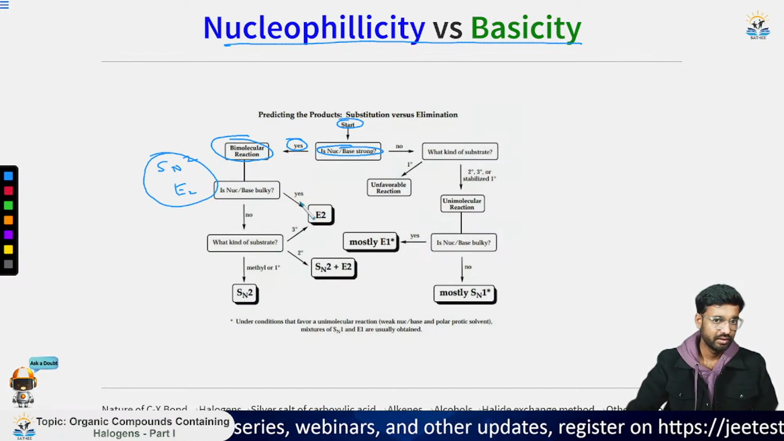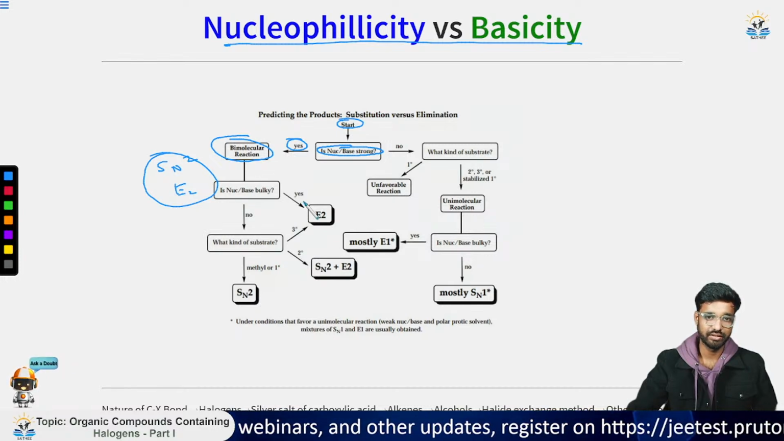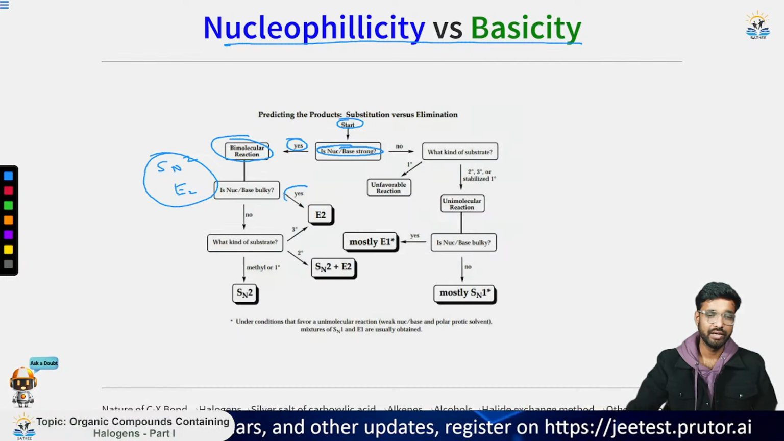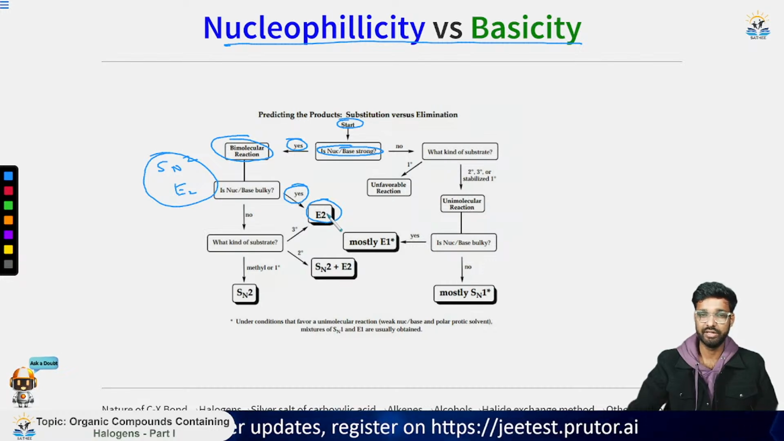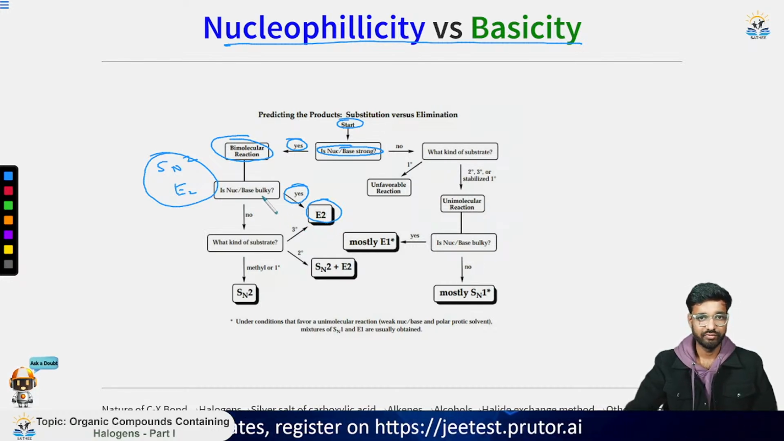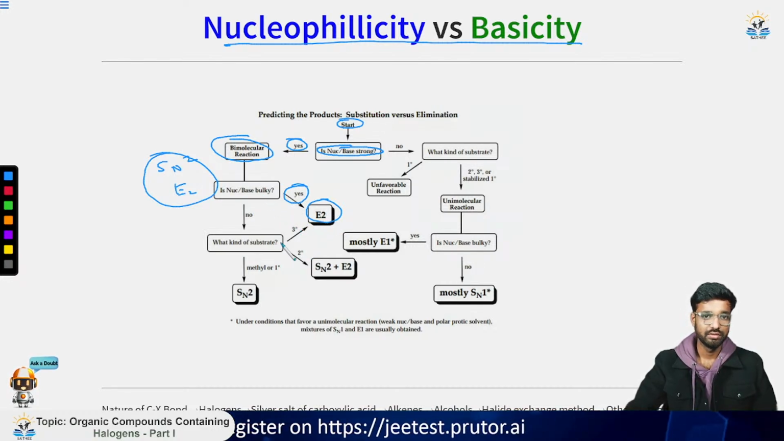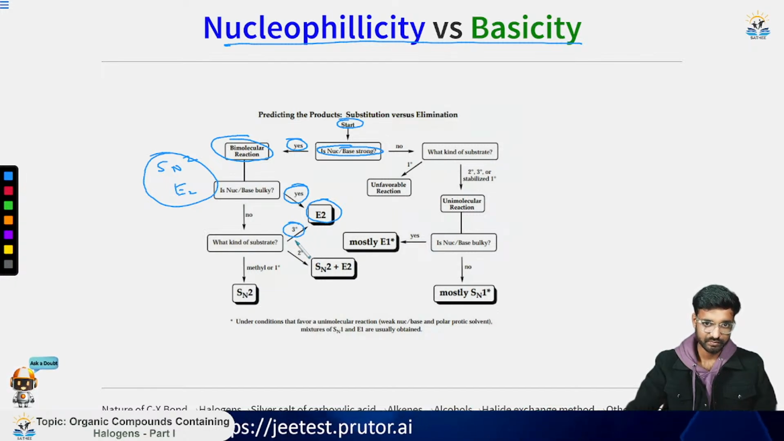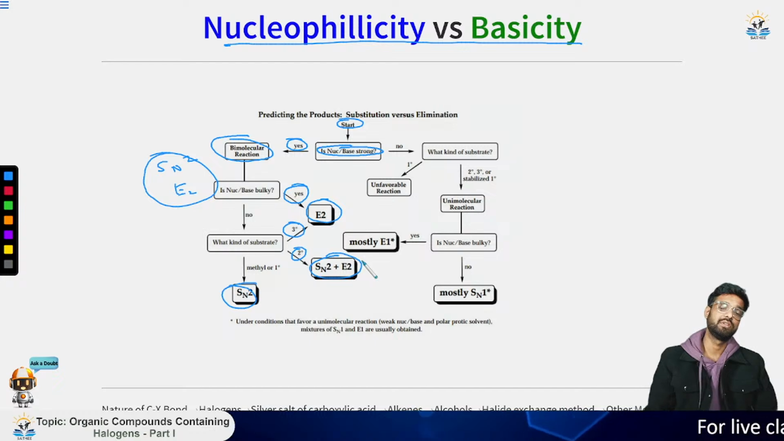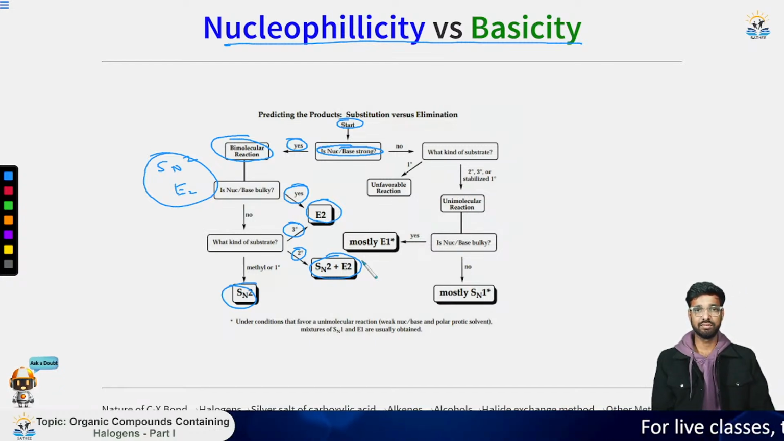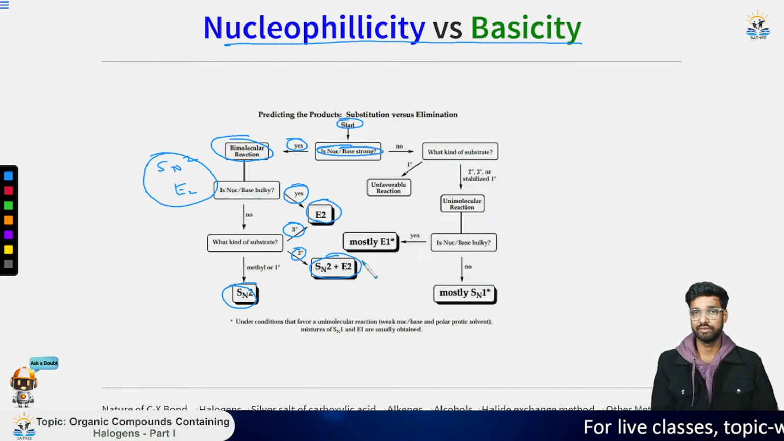If the nucleophile is bulky, it will give E2. So then no doubt about it, you can simply take E2. Now if there is no bulky nucleophile, then it depends upon the substrate. If it is 3 degree, then it will give E2. If it is 1 degree, it will give SN2, and if it is 2 degree, it can give SN2 and E2 both. So this is the flow chart for the strong nucleophile or strong base.